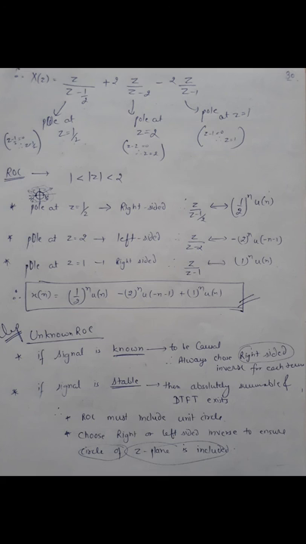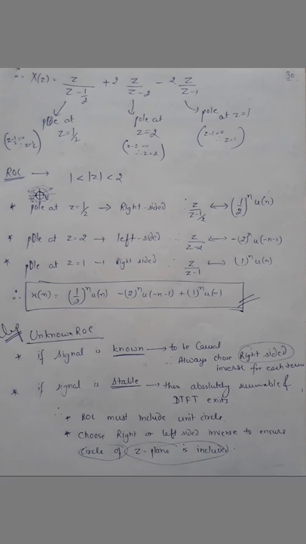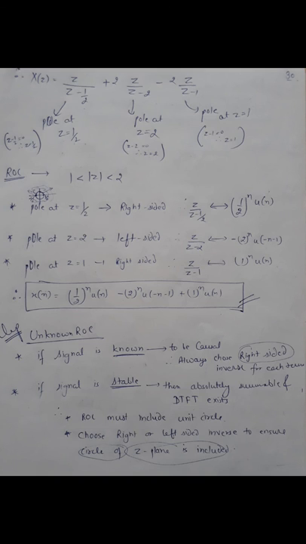Few important points are there. In some cases ROC is not given in the question or it is unknown, so we can go for two methods. If the signal is known to be causal, always choose right sided terms for calculating the inverse for each term. And second case, if the signal is stable, then that means it is absolutely summable, and DTFT can be used. DTFT is discrete time Fourier transform.